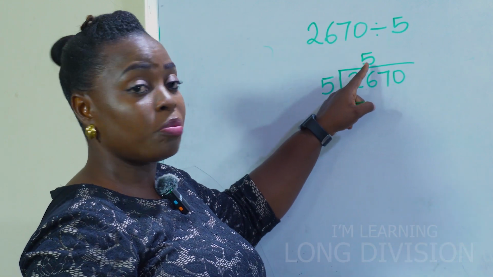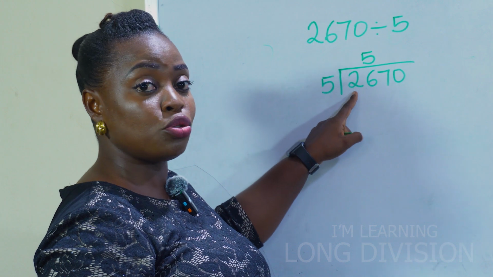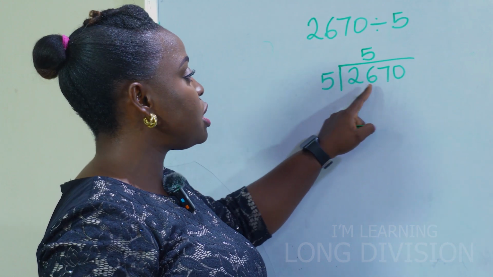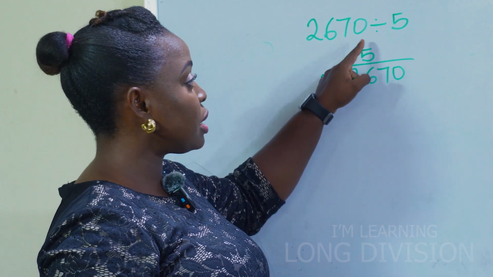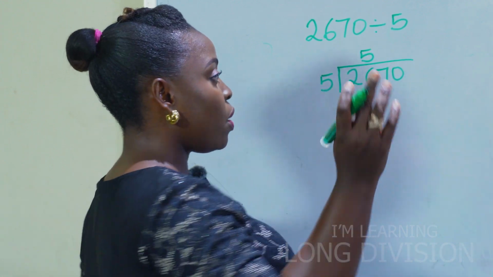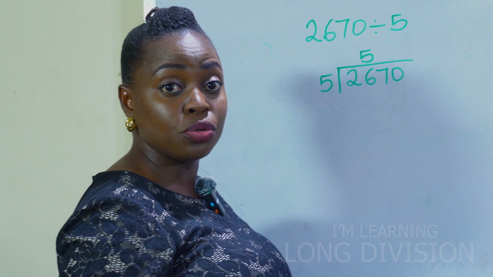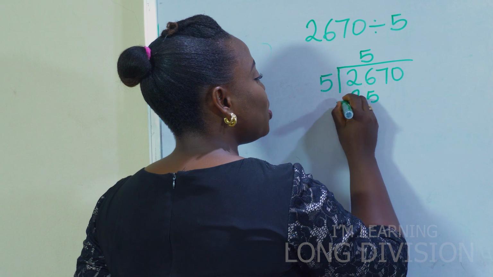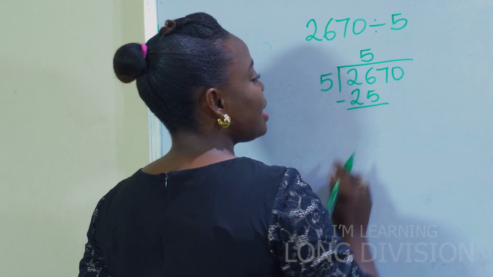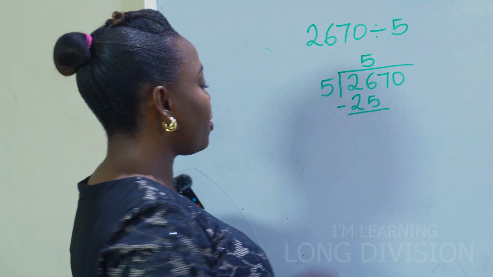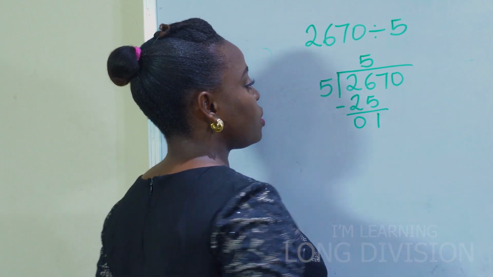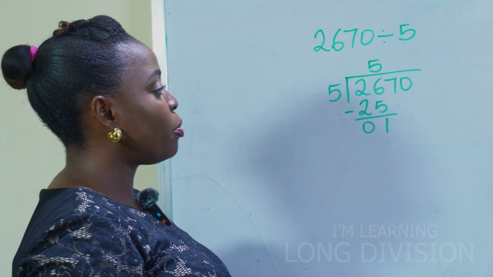Now notice where I wrote my 5. I didn't write my 5 under 2. I wrote my 5 above 6 to show that I used these two numbers to get that answer. Now we have divided. It's time to multiply. 5 times 5 is 25. We do our subtraction. 26 take away 25. 6 take away 5 is 1. 2 take away 2 is nothing, 0. So now I have 1 at the bottom.